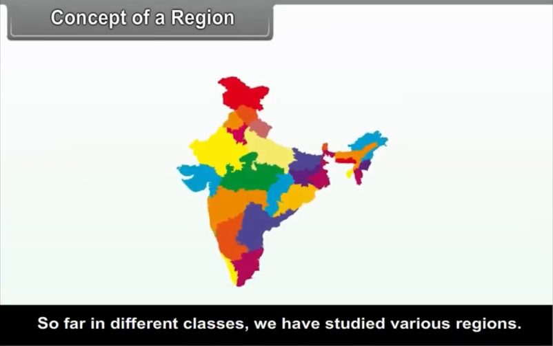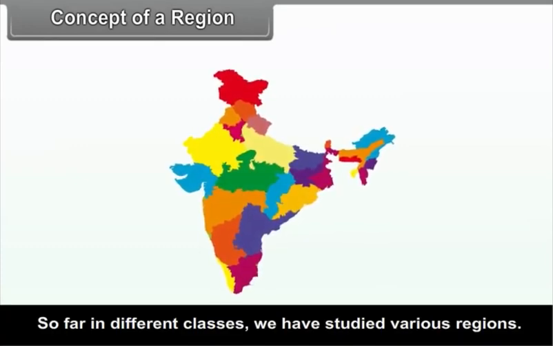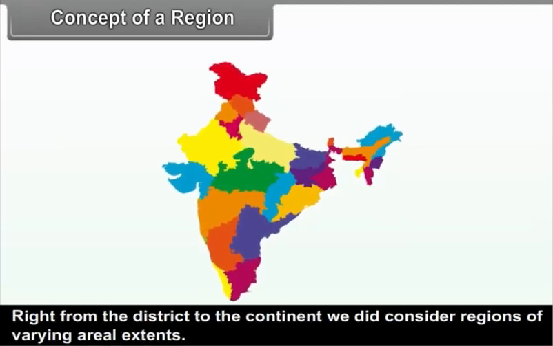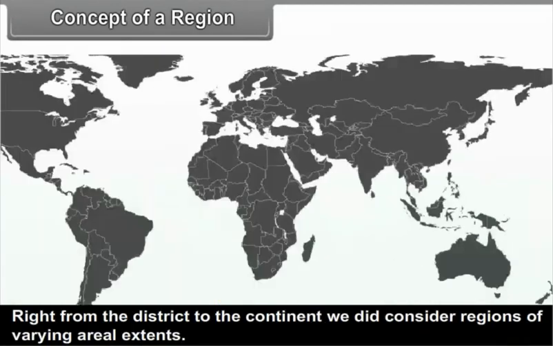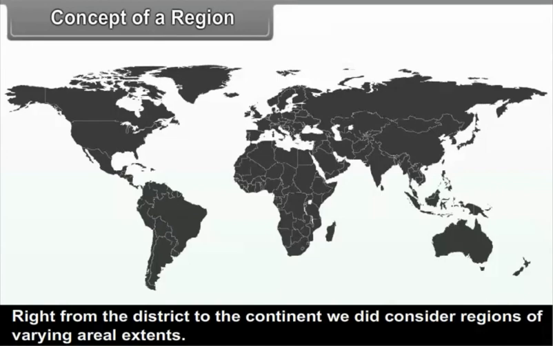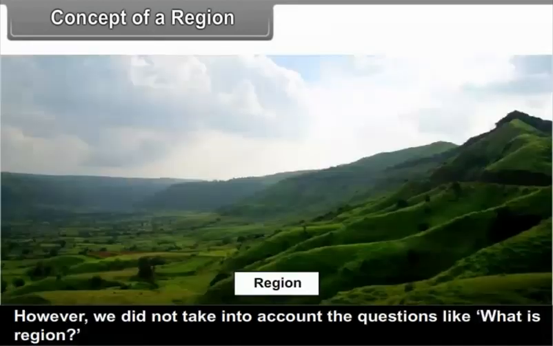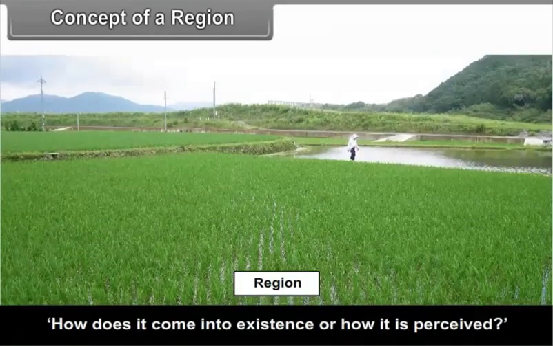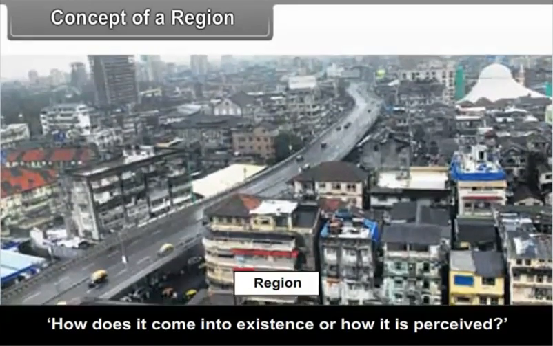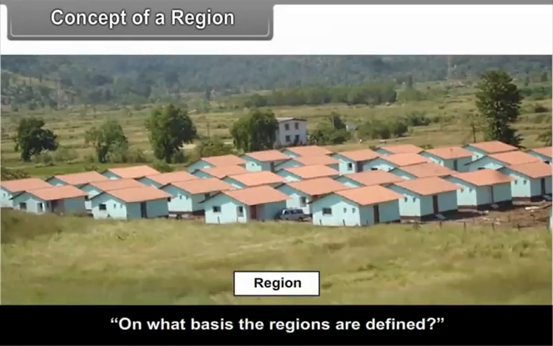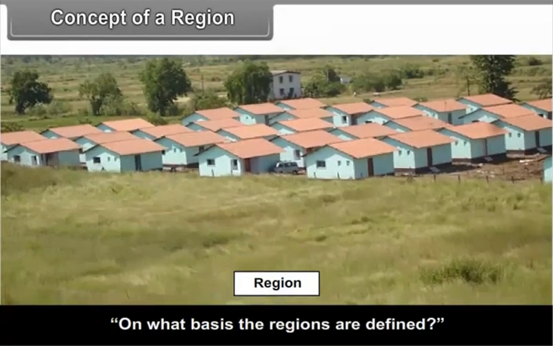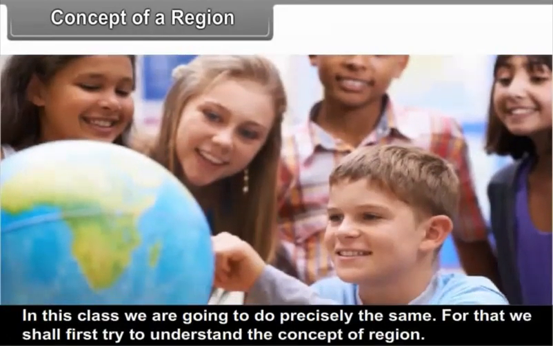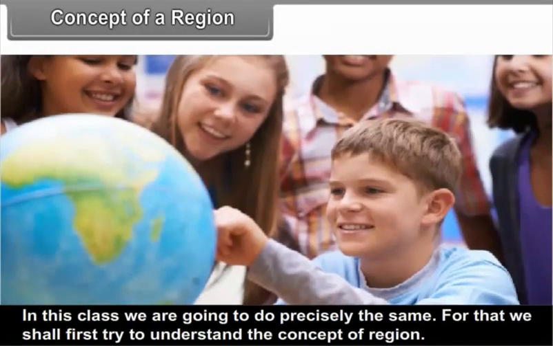Concept of region. So far in different classes, we have studied various regions. Right from the district to the continent, we did consider regions of varying areal extents. However, we did not take into account questions like: what is a region? How does it come into existence? Or, how is it perceived? On what basis are regions defined? In this class, we are going to do precisely the same.